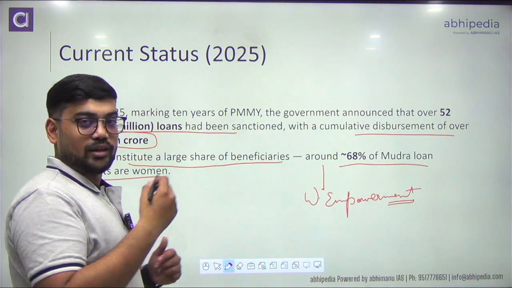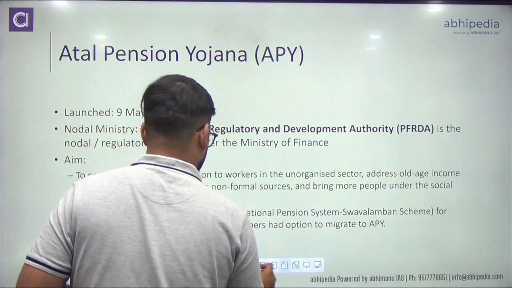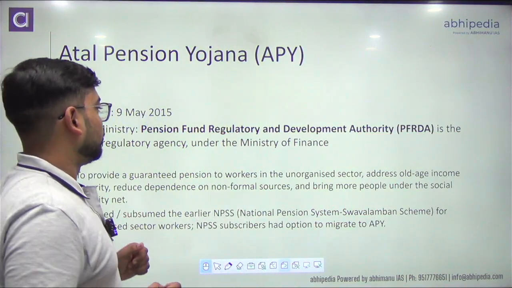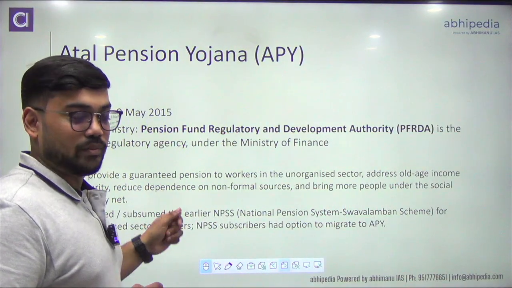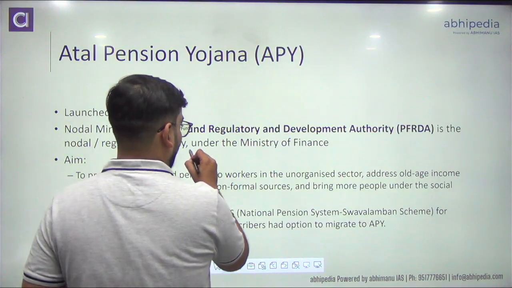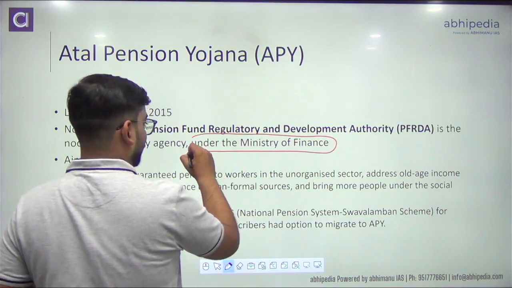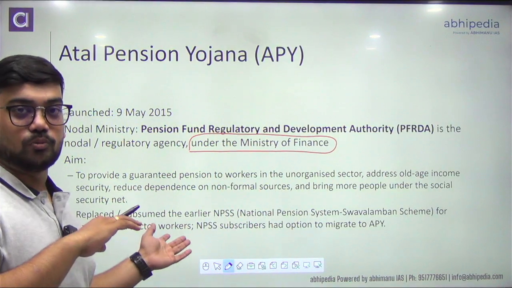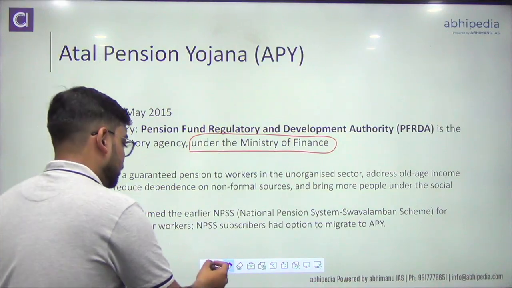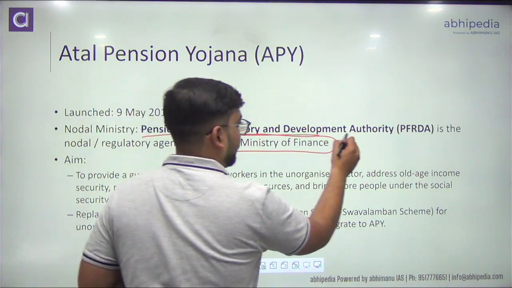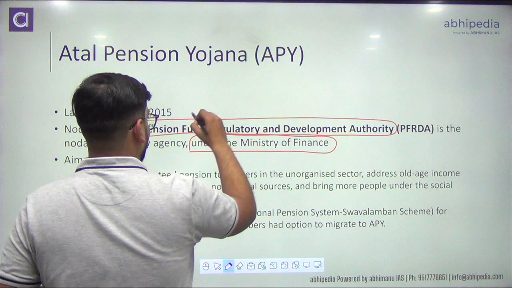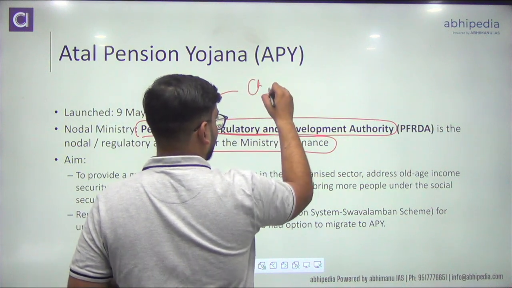Let's move forward to our next scheme. The next scheme is Atal Pension Yojana. By which ministry is it managed? It is managed by the Ministry of Finance. But further, which organization is responsible for Atal Pension Yojana? It is the Pension Fund Regulatory and Development Authority. Do let me know who is the current chairperson.